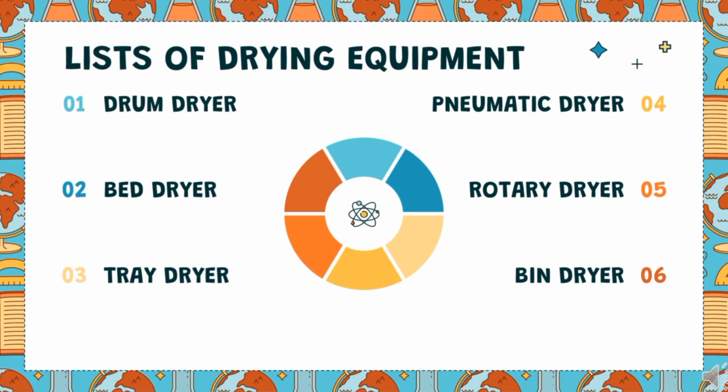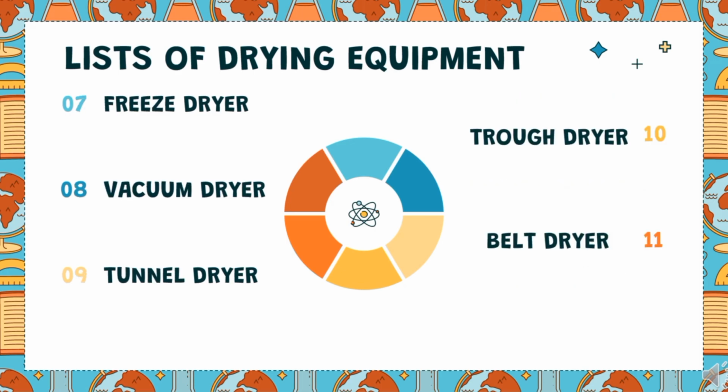Let's proceed with the list of drying equipment. So, there are 11 of them, which are drum dryer, bed dryer, tray dryer, pneumatic dryer, rotary dryer, bin dryer, fridge dryer, vacuum dryer, tunnel dryer, screw dryer, and lastly, the bed dryer.